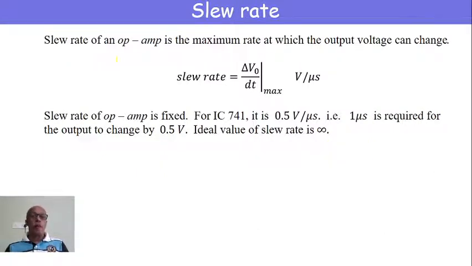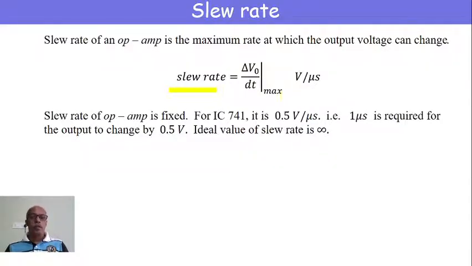So coming to the slew rate. Slew rate of an op-amp is the maximum rate at which the output voltage can change. It is represented by delta V naught by dt, or dV naught by dt, the rate of change of the output voltage. The maximum rate of change of output voltage is called the slew rate, measured in volt per microsecond.